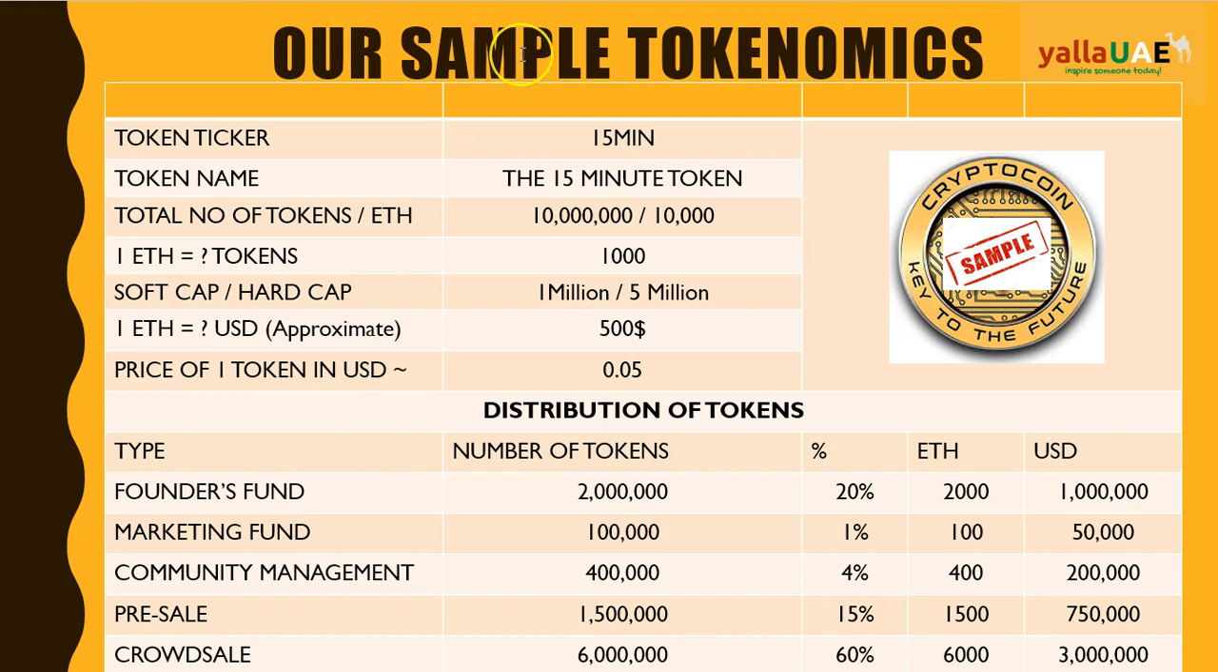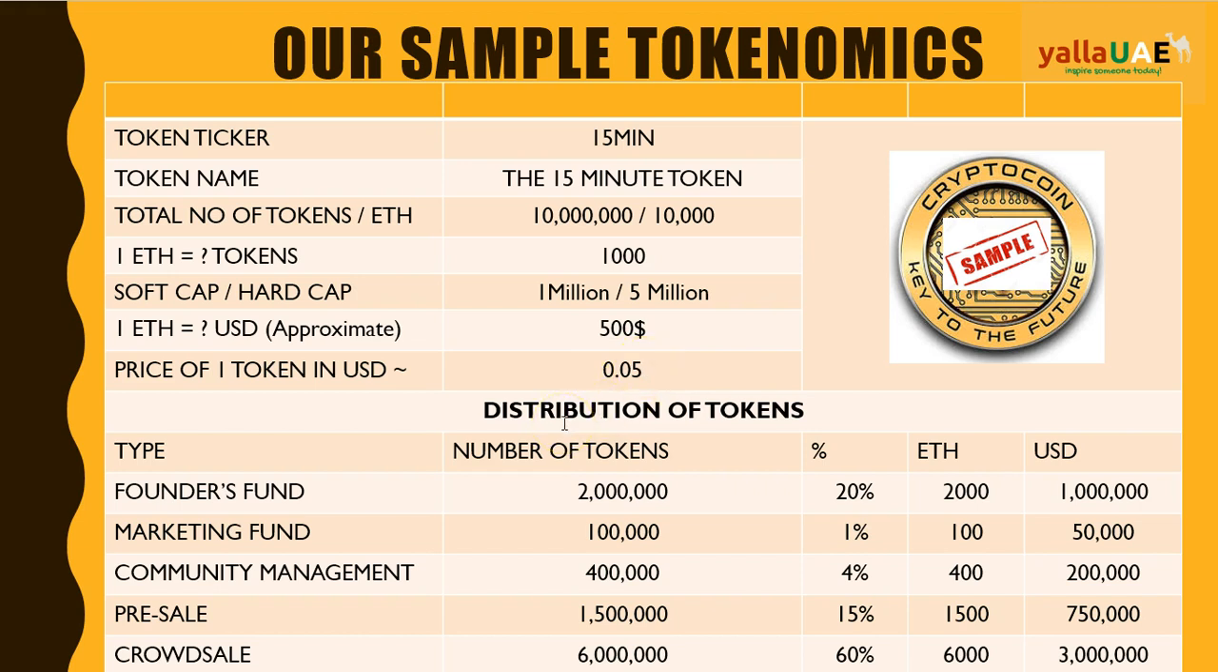Okay, so before we proceed, we'll have to agree on the tokenomics, which is basically how many tokens are you planning to sell, what would be the price of the token, what would be the name, the ticker. So for this example, we're going to have a token called the 15 min token with the ticker code of 15 min, a max cap of 10 million tokens, 5 cents per token approximately.